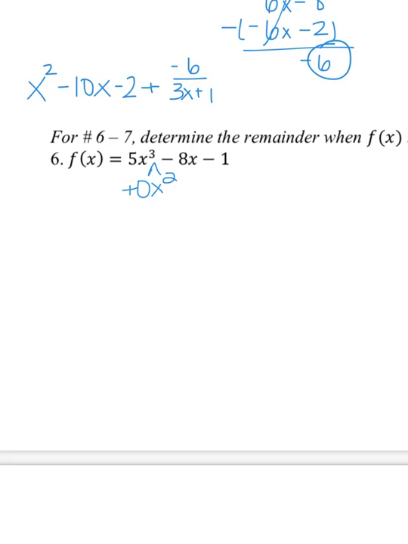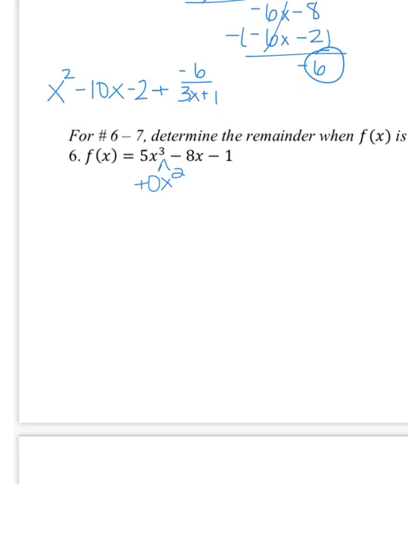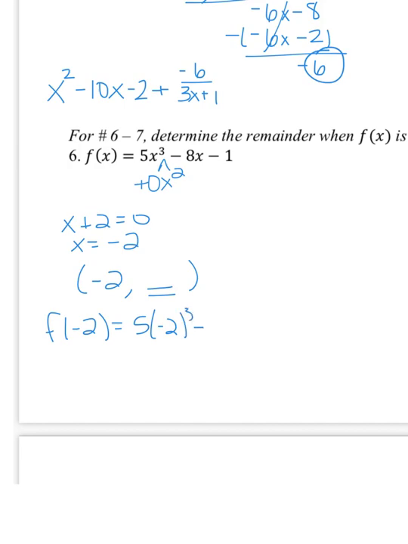So the remainder is the y value. So we want to know the remainder when it's divided by x plus 2. So x plus 2 equals 0. So the remainder is the y value when x equals negative 2. So negative 2, comma, whatever that is. So I would do f of negative 2 is equal to 5 times negative 2 to the third minus 8 times negative 2 minus 1. That gives me negative 25. So the remainder is negative 25.